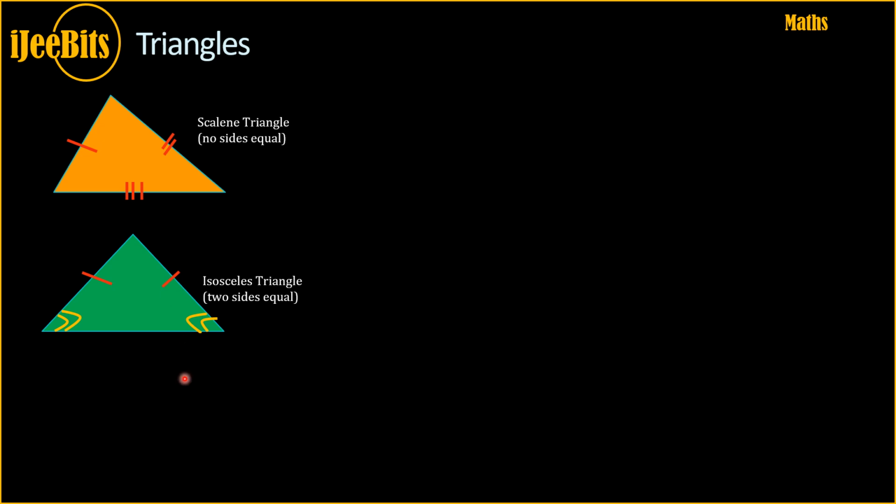Look at this one. In this case, two sides are equal. This is my indicator: when a single line is crossed on the sides, it means these two sides are equal. Opposite to these two sides there is an angle, and these angles are also equal. Whenever you see two sides equal or two angles equal in a triangle, it is called an isosceles triangle. When you name the triangles, we get the basic properties of the triangle, the sides and angles, and how they are related to each other.